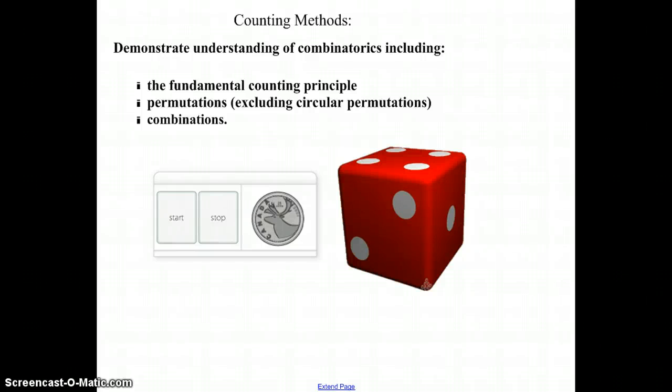So starting a new chapter, this is chapter 4, counting methods. Throughout the chapter, we're going to talk about the fundamental counting principle, permutations, and combinations.